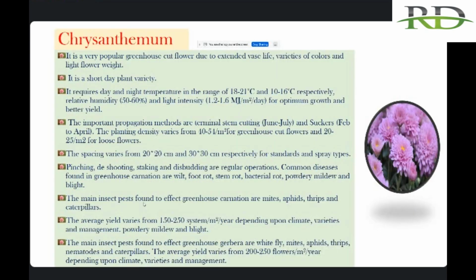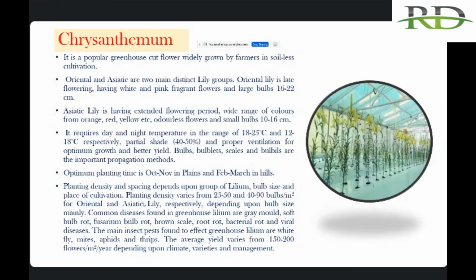The next crop which can also be grown under a hydroponic system is chrysanthemum. I will not talk much about it here. There is a mistake. It is a lilium crop which can also be grown under a hydroponic system. Here you can see how beautifully the lilium crop is growing in the hydroponic system.